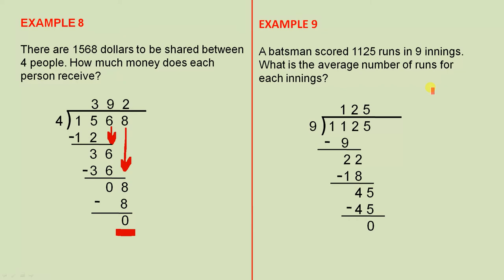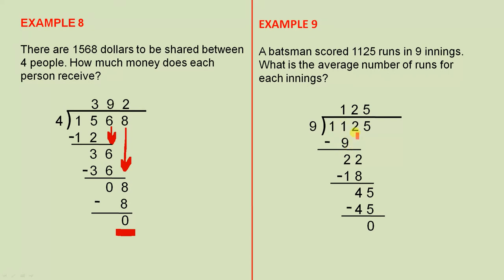Here is a typical problem regarding cricket. You can use it for any sport, really. Example 9. A batsman scored 1,125 runs in 9 innings. What is the average number of runs for each innings? So we divide 9 into 1,125. 9 into 11 goes once. 1 times 9 is 9. We do our subtraction. 11 take away 9 gives us 2.